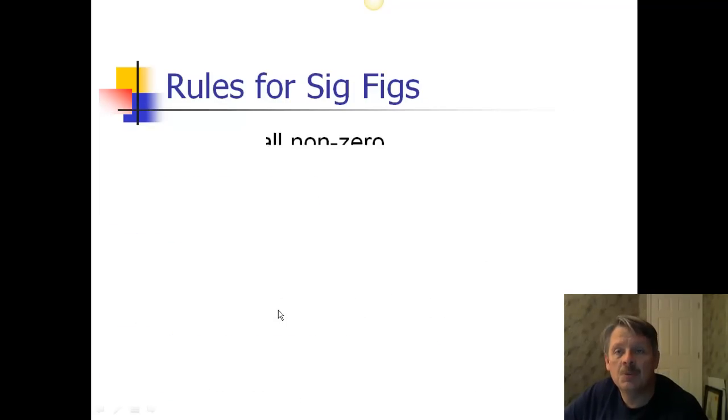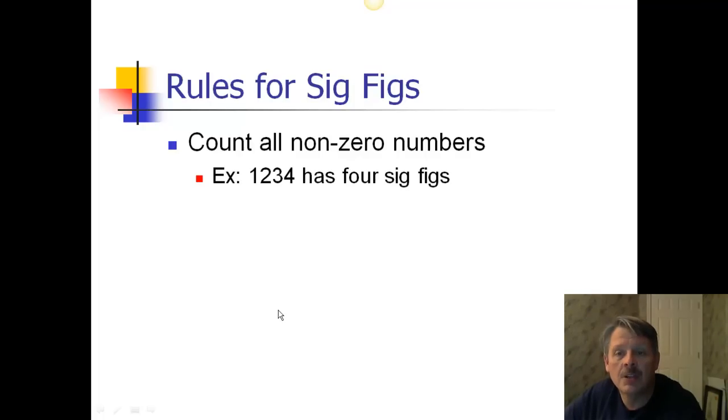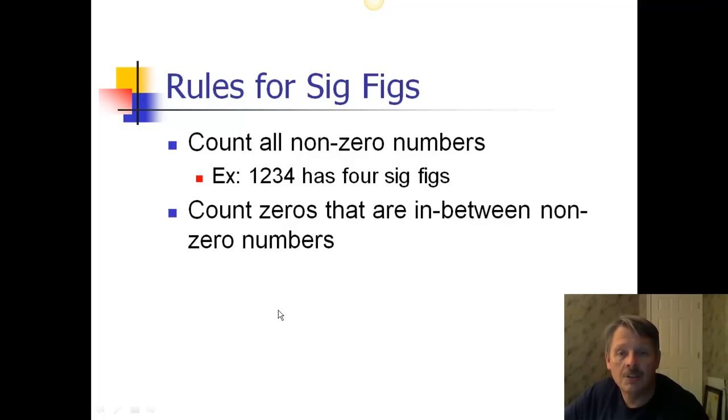We do this because we estimate. We have to know, what did we really mean when we estimated? How far did we estimate? That's what we're trying to figure out. So when you have your rules for significant figures, you count all of your non-zero digits. So for example, if I have a number 1, 2, 3, 4, it is going to have 4 significant figures or 4 significant digits because they're all not zeros.